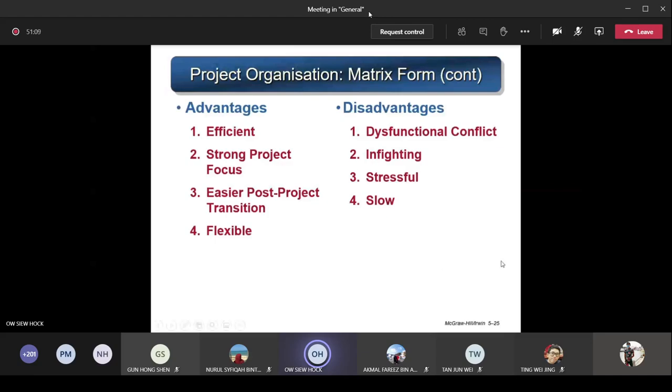The disadvantages are first functional conflict. You have two functional things to perform, so they could conflict. Which one do you do first? Then infighting: there could be arguments between the project manager and the functional manager over certain issues. For the staff working in the project, I work for my functional department but also go and do another work, so it is quite stressful. It could also slow things down. Like I mentioned just now, I have to teach and cannot attend your meeting, so they may have to wait for me or postpone the meeting, which can slow down the process. So it can be slow if there is some kind of conflict in the time constraint.